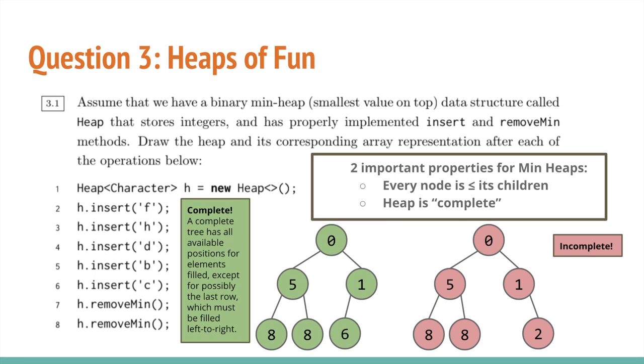Every node in the min heap must be less than or equal to its children, and a heap must always be complete, which means all available positions for elements are filled except for possibly the last row, which must be filled from left to right. The green heap on the left is complete, but the pink heap on the right is not, since the left child in the root's right subtree is empty.